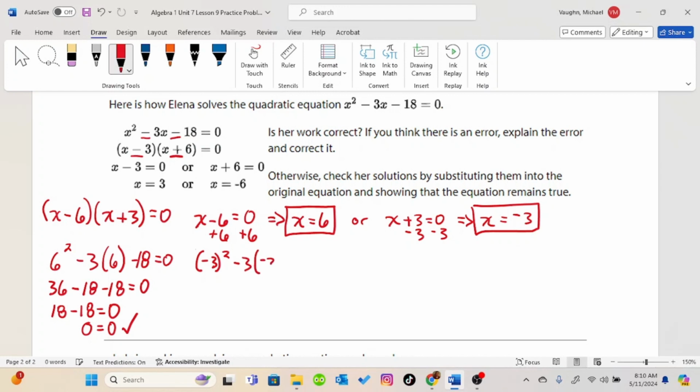If we wanted to check the other answer, we would have negative 3 squared minus 3 times negative 3 minus 18 equals 0. Negative 3 squared is 9. Negative 3 times negative 3 is 9. 9 plus 9 is 18. And 18 minus 18 is 0. And we can see that our second answer also works.